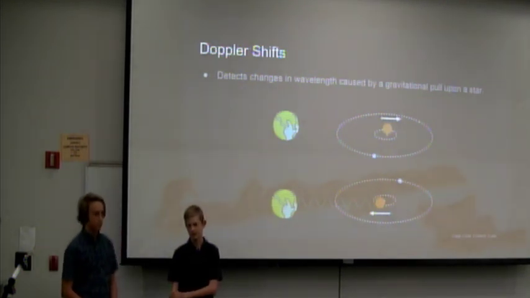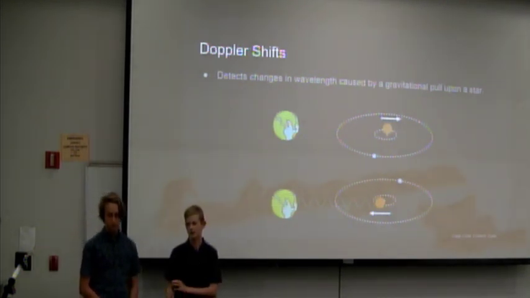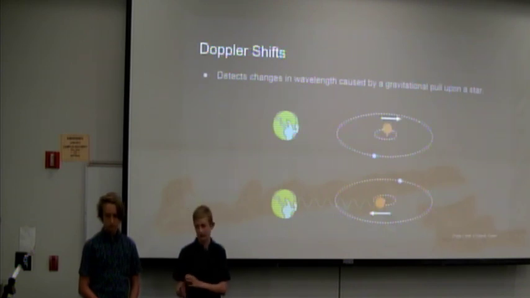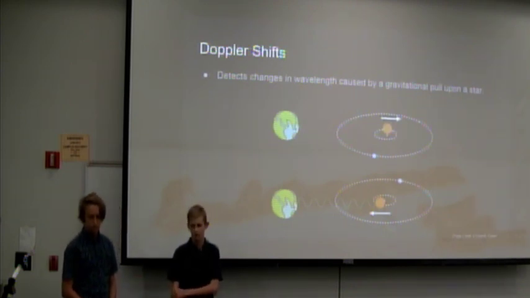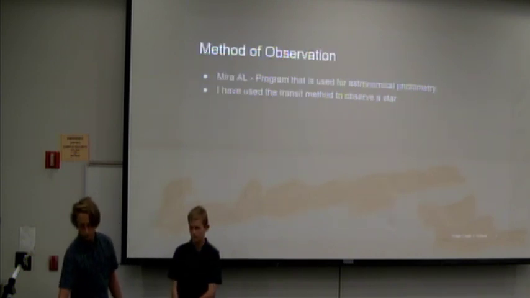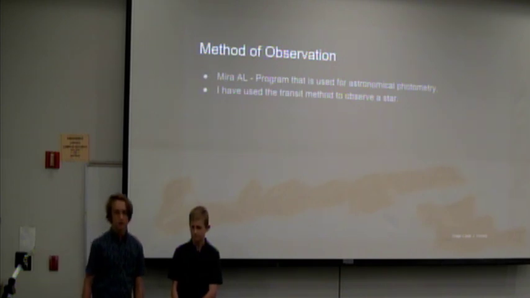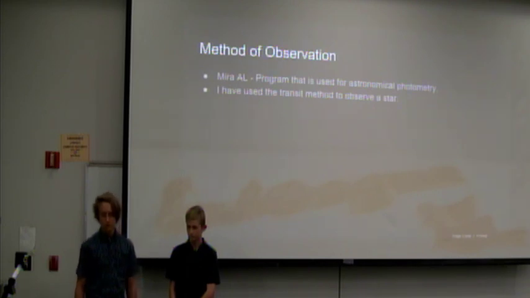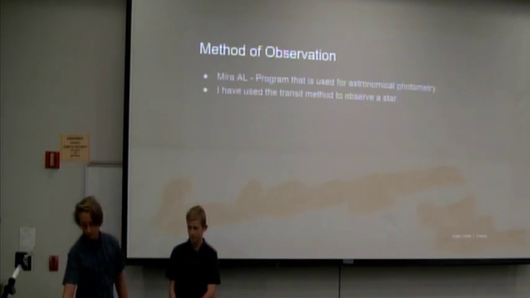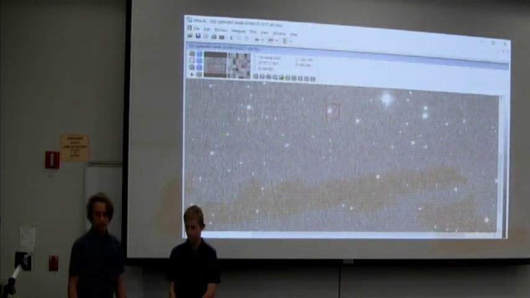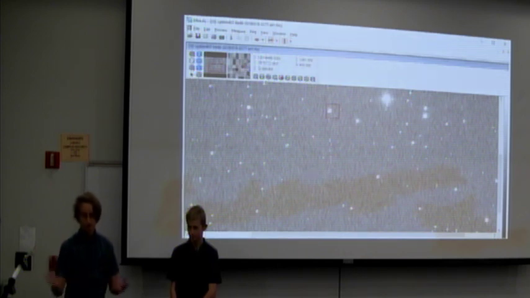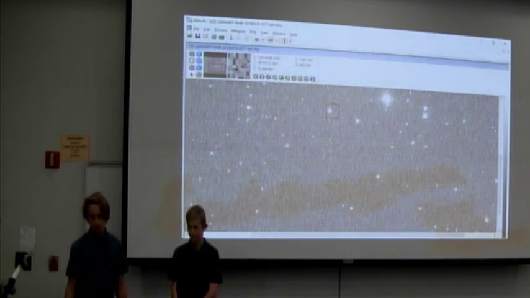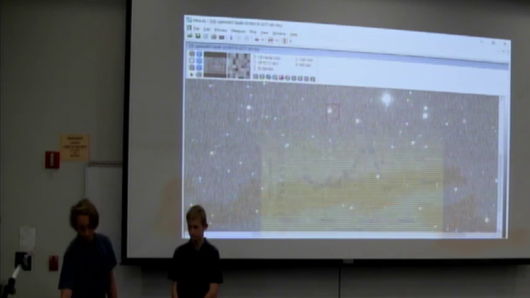Doppler shift is one method to detect exoplanets, and it's changes in wavelength that's affected by gravitational pull upon a star. So we observed the stars using the LCO network of telescopes, and we used MIRA, which was mentioned before, and that's what we used for photometry. And we used the transit method for observing the star. This is a picture of MIRA, so you can see this isn't actually our image, but this is just a picture of what MIRA looks like. This is the program we used to get the photometry.